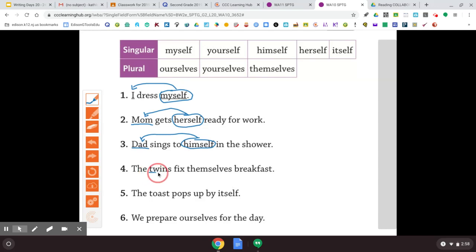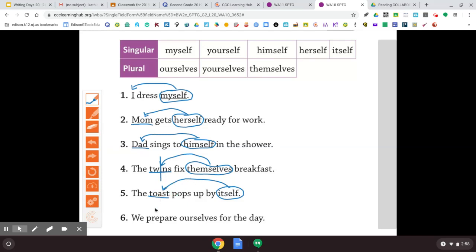The subject is the twins, and the reflexive pronoun is themselves. And we can see that we're using a plural reflexive pronoun because twins is also plural. It means more than one. Number 5, the toast pops up by itself. What's the subject? The toast. And the reflexive pronoun is itself because itself is referring to the toast.